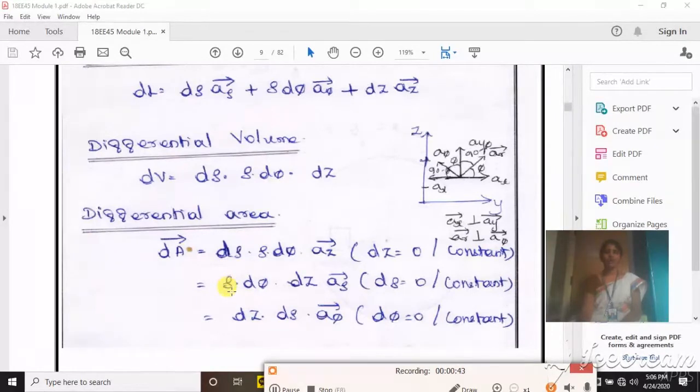Same thing, rho into d phi. Here phi and z axes are considered. So rho is going to be your constant, d rho is going to be your constant factor. In this, z and rho, dz and d rho, into a phi. So the area is between the z axis and the rho axis. Phi is constant, so d phi is equal to 0, and it will be in the direction of the a phi vector.